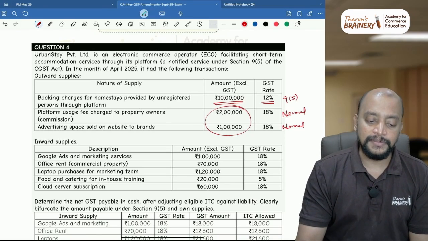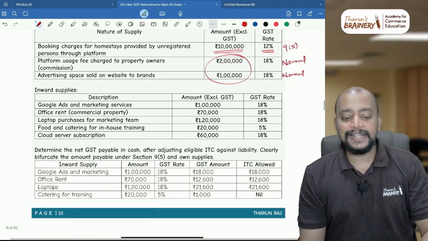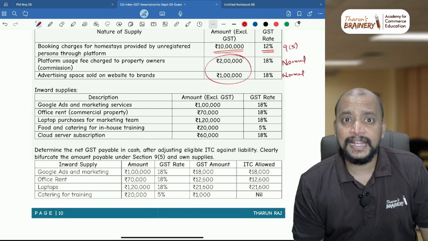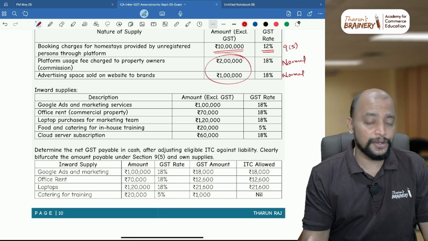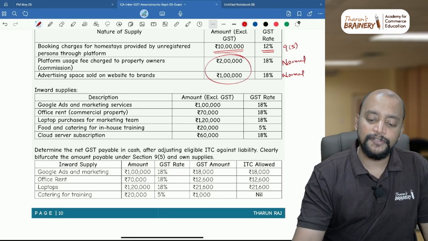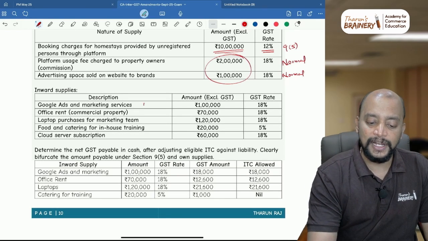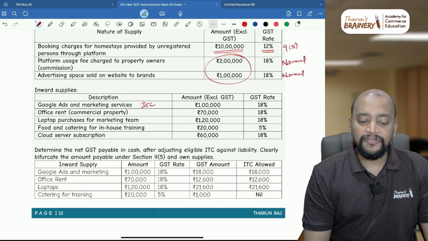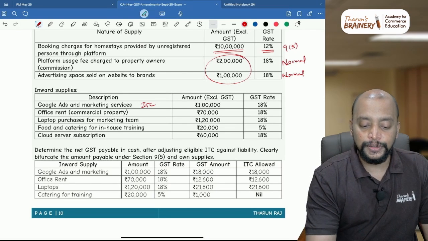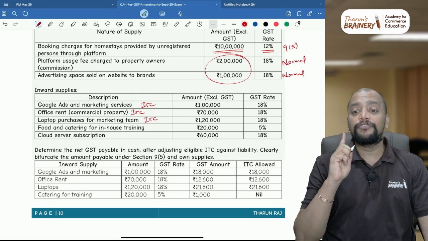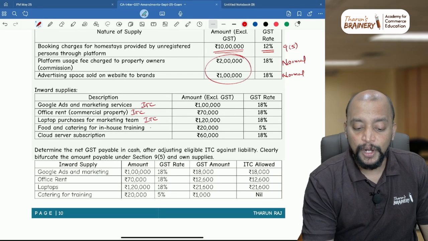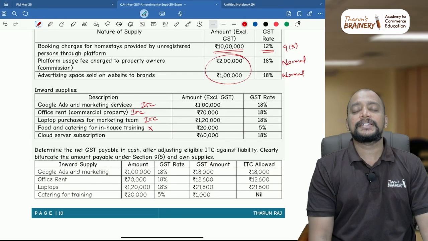Now they have got some inward supplies, Google ads and marketing services. Can they take ITC? Yes. We don't have that in blocked credit and it is used in the course or furtherance of business. Therefore, ITC is available in this case. Office rent, commercial property, also they can take ITC. Laptop purchase for marketing team, also they can take ITC. But food and beverages is blocked credit.